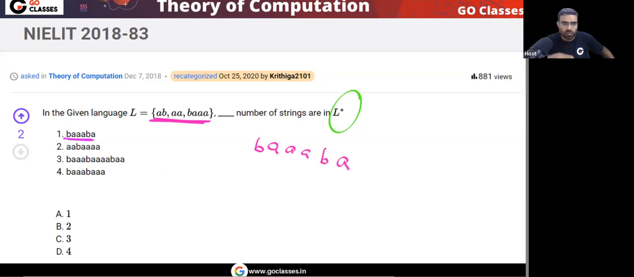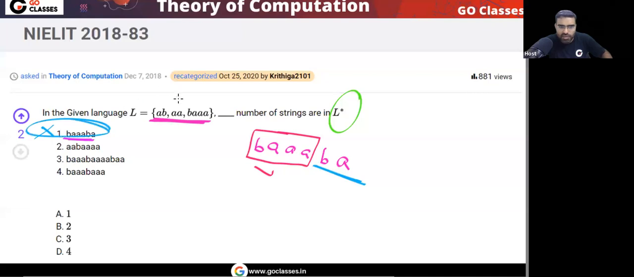BAA. First, tell me, initially, what are the possibilities? Can I use these for the first part? I cannot use these for the first part. For the first part I need to do this. This is the first part. What is the second part? There is no second part. Yes or no? So this string does not belong to L star, because you cannot break it down so that every part belongs to L.